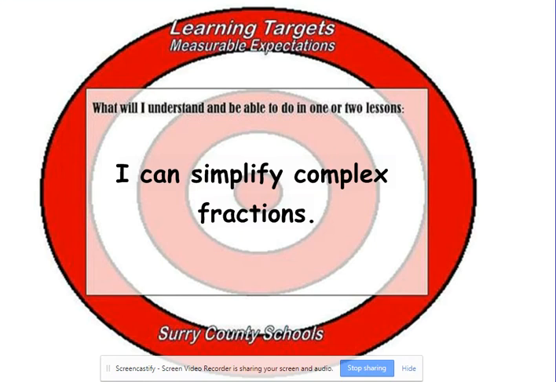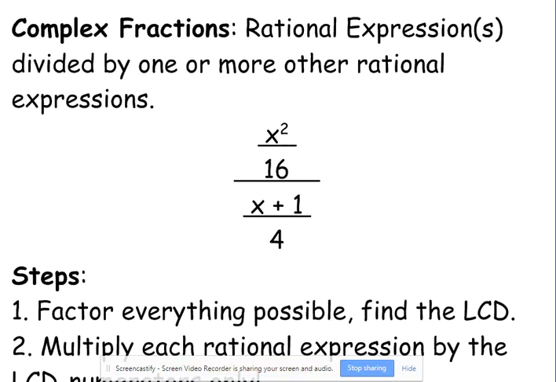Simplify complex fractions. So first of all, the definition of a complex fraction is it is a rational expression or expressions that are divided by one or more other rational expressions. So here's a very simple example of a complex fraction. This is just one rational expression over another rational expression.